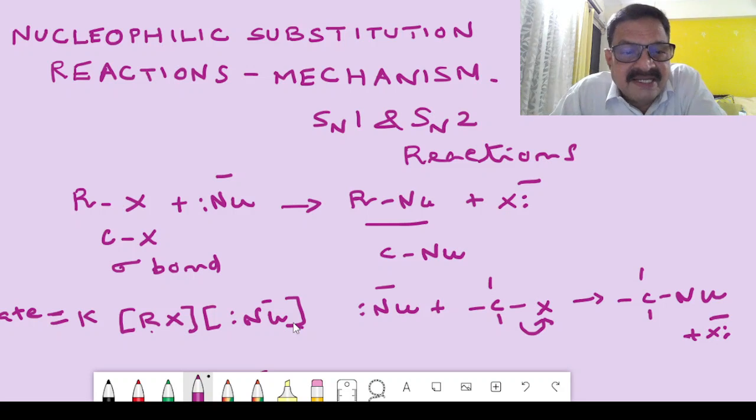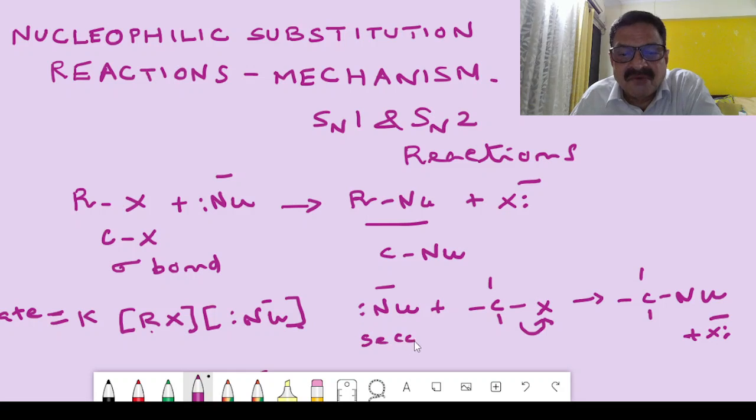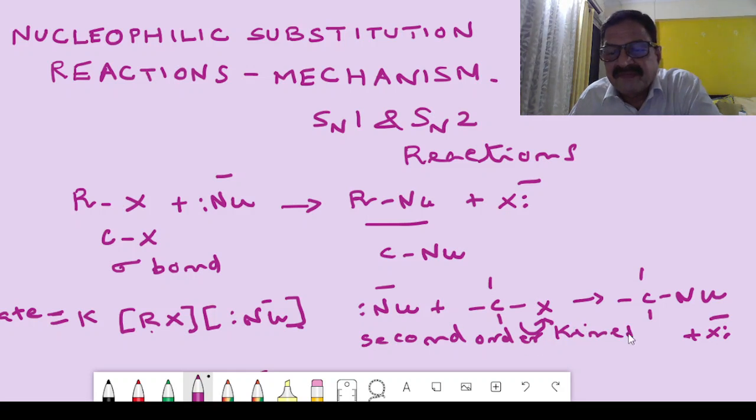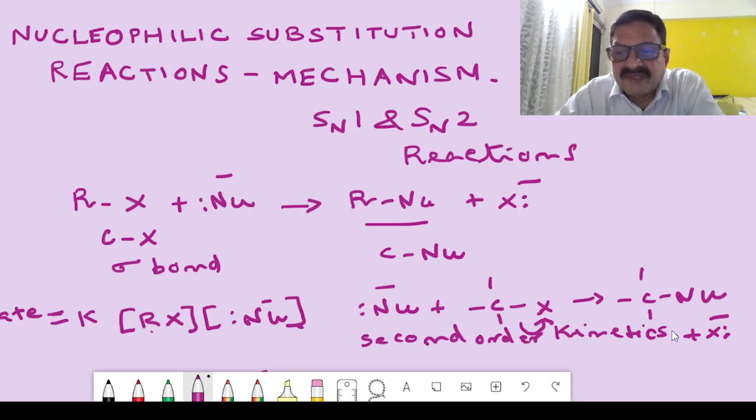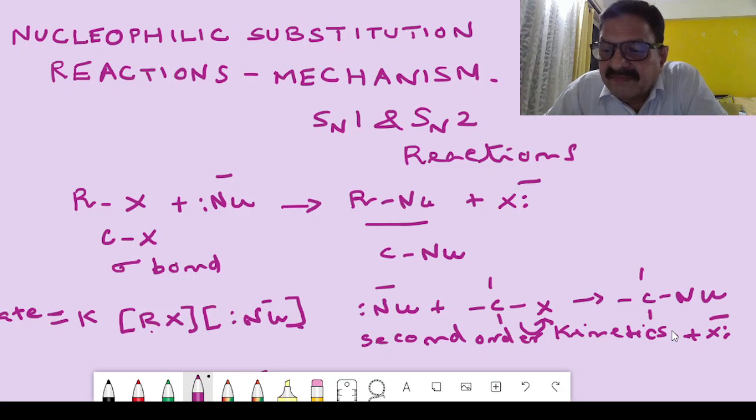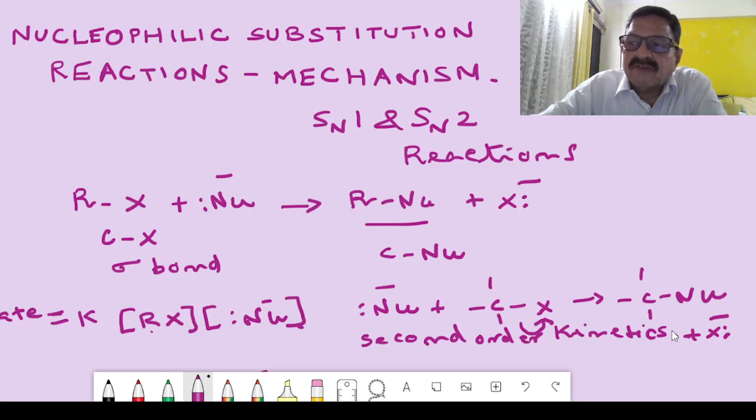That is the alkyl halide RX, where R is the alkyl group, and the concentration of the nucleophile. Therefore, it is a second order rate equation, bimolecular, second order kinetics. Important points: it is a one-step mechanism, and bond breaking and making take place simultaneously. It is a bimolecular reaction, two molecules are involved. The rate depends upon the concentrations of both the reactants. Second order kinetics. So this is one possibility.